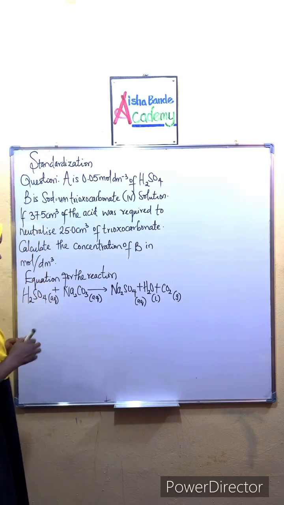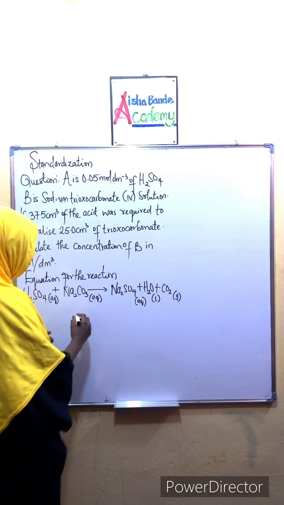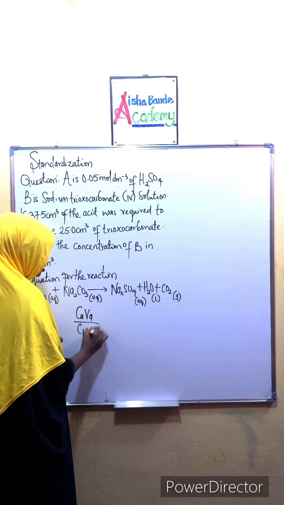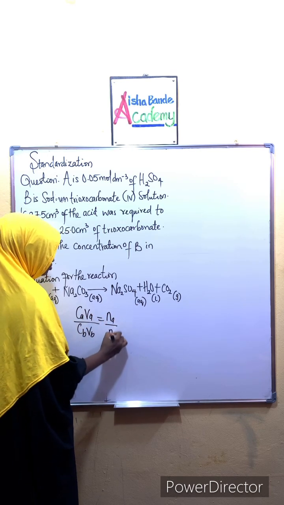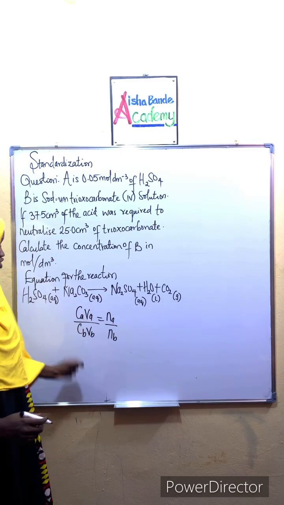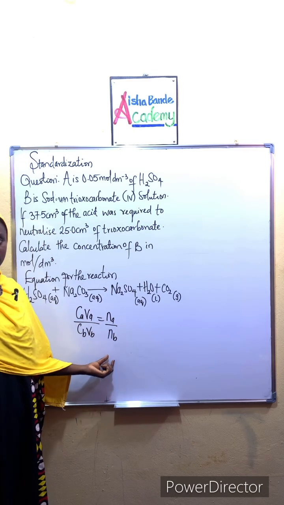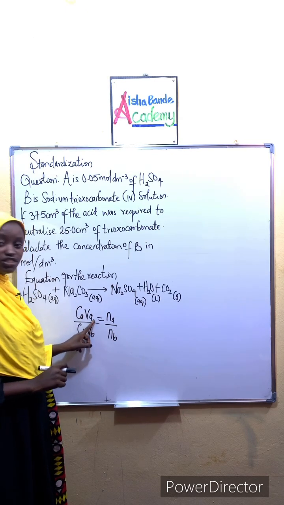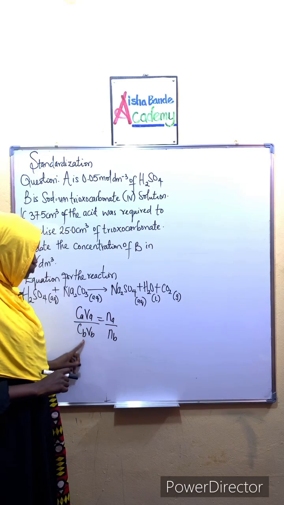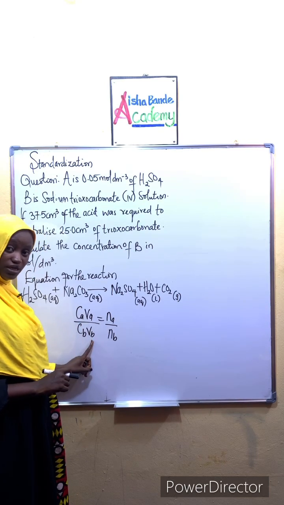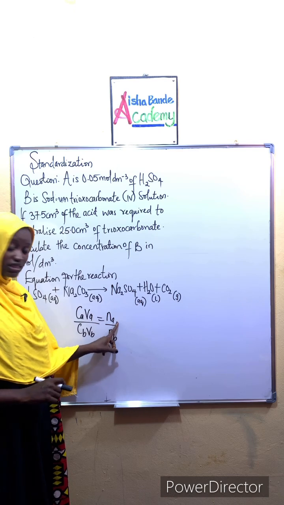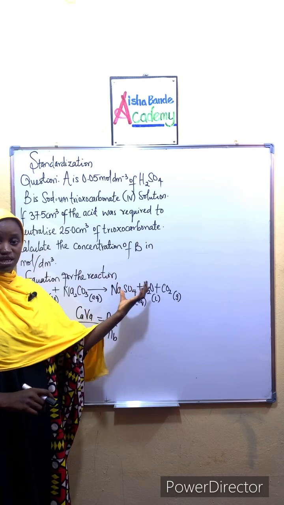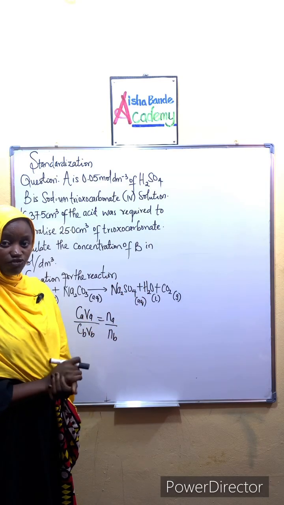But before we begin solving, there's a formula which is given as CAVA over CBVB is equal to NA over NB. Each of these terms has its meaning. CA means concentration of acid. VA is the volume of acid, over the concentration of the base times the volume of base. NA is the number of moles of acid, while NB is the number of moles of base. We get the number of moles from the chemical reaction that has been given in the question.